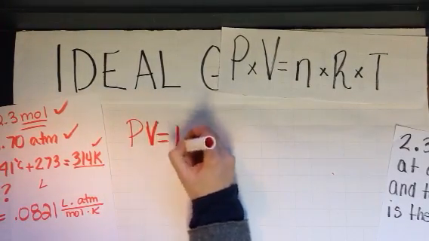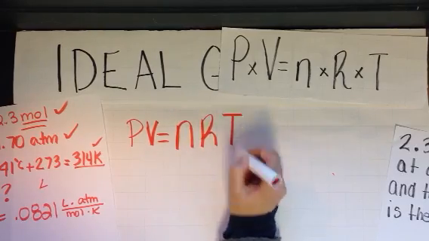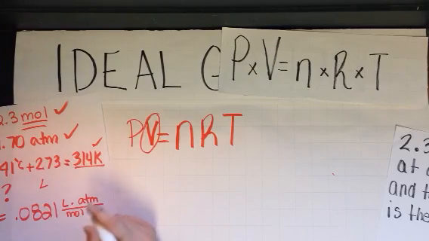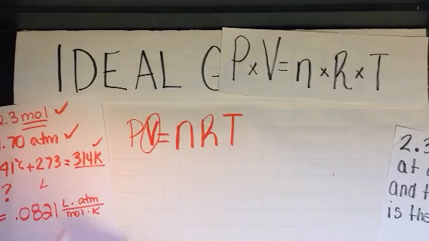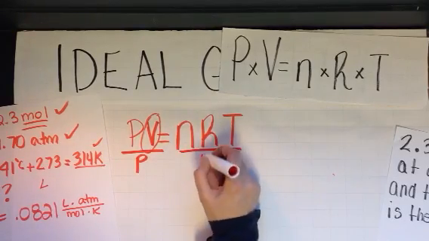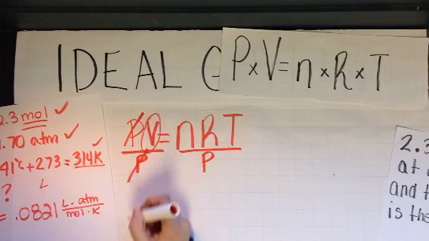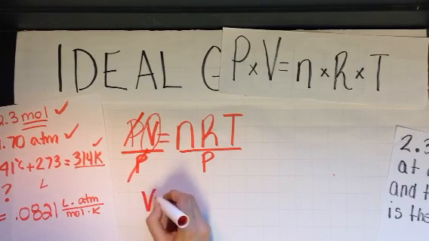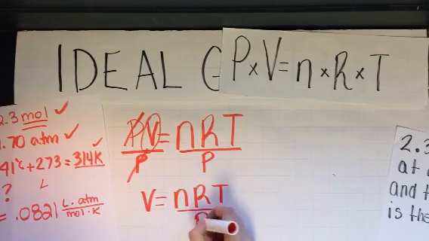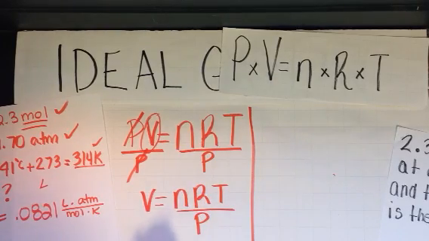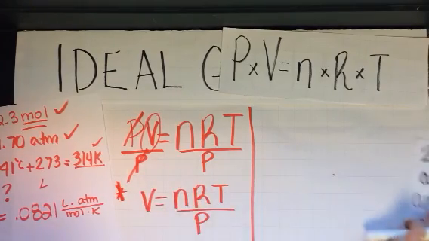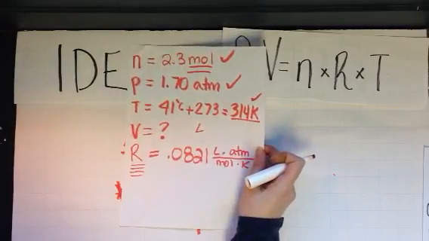PV equals nRT. I'm solving for V, so let's do a little algebra. Let's get V all by itself. It helps if you move the variables around before you plug things in. So to get V all by itself, I have to divide both sides by P. P cancels out here, P cancels out here. So V now is equal to nRT over P. There we go. There is my equation. Again, it helps if I move the letters around first because as you see, I've got a lot to work with.